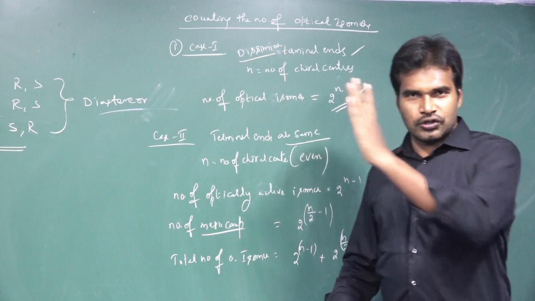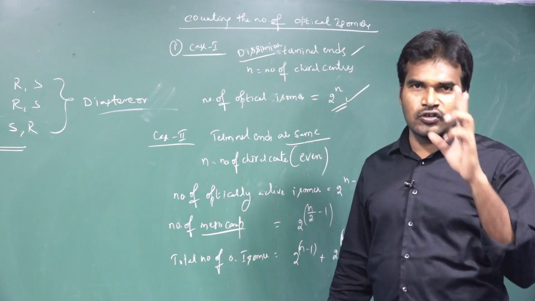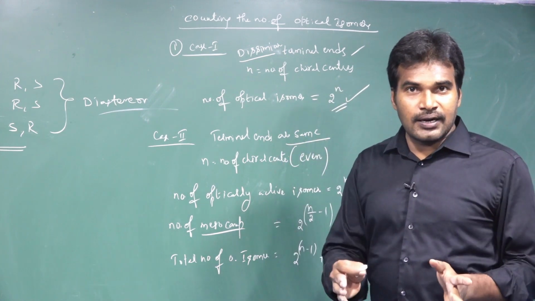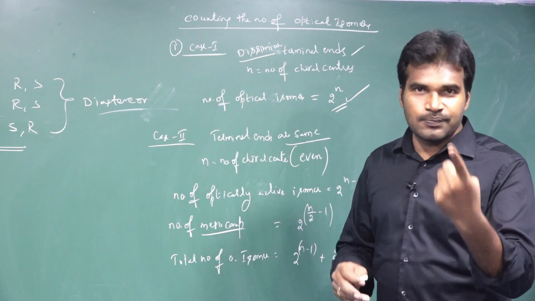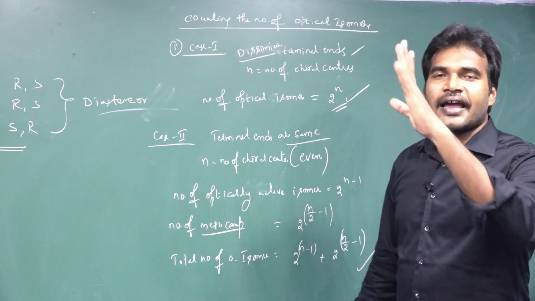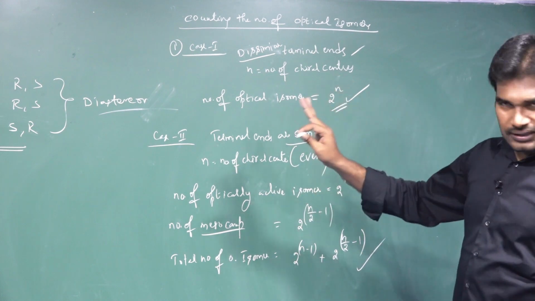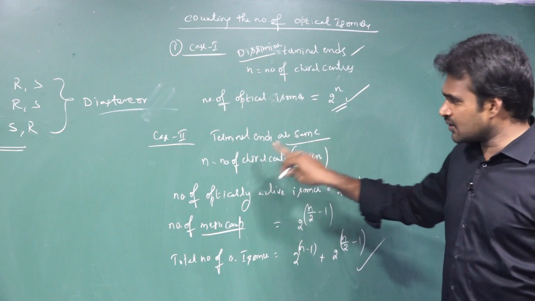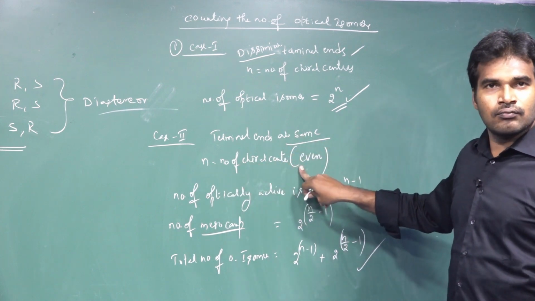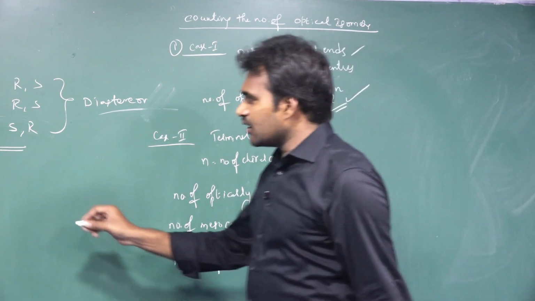I told you 1, 2, 3, 4. 1, 2, both are identical. So you take 1. So total number of optical isomers are 3. Out of 3, 1 is a meso compound. Remaining 2 are what? Optically active compounds. Okay. So this is about similar terminals having even number of chiral centers. Next, third case.